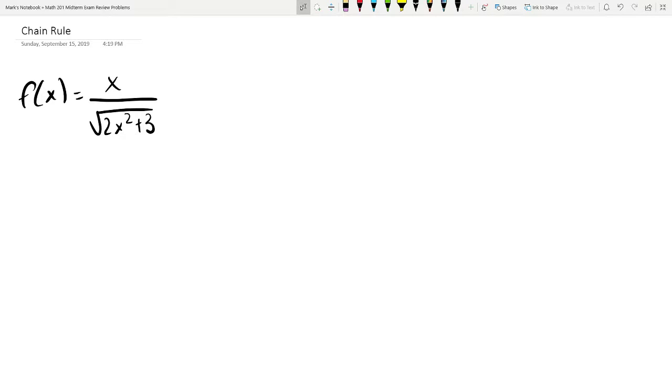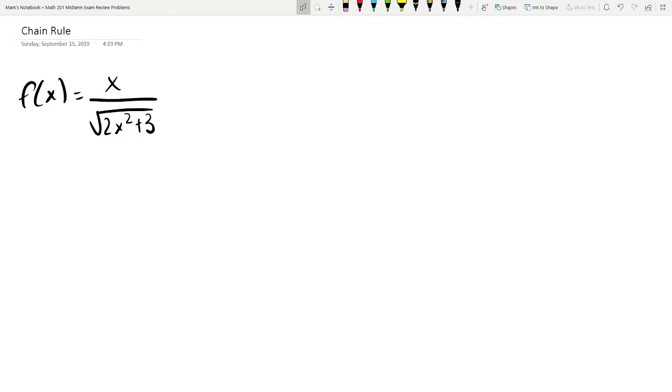In this problem, we're going to practice taking the derivative of this function, x over the square root of 2x squared plus 3. And as you should immediately be able to tell, it will involve using both a quotient rule and a chain rule. In problems like this where it can get confusing, where you're doing two different things at once, I like to make sure that I break it apart.